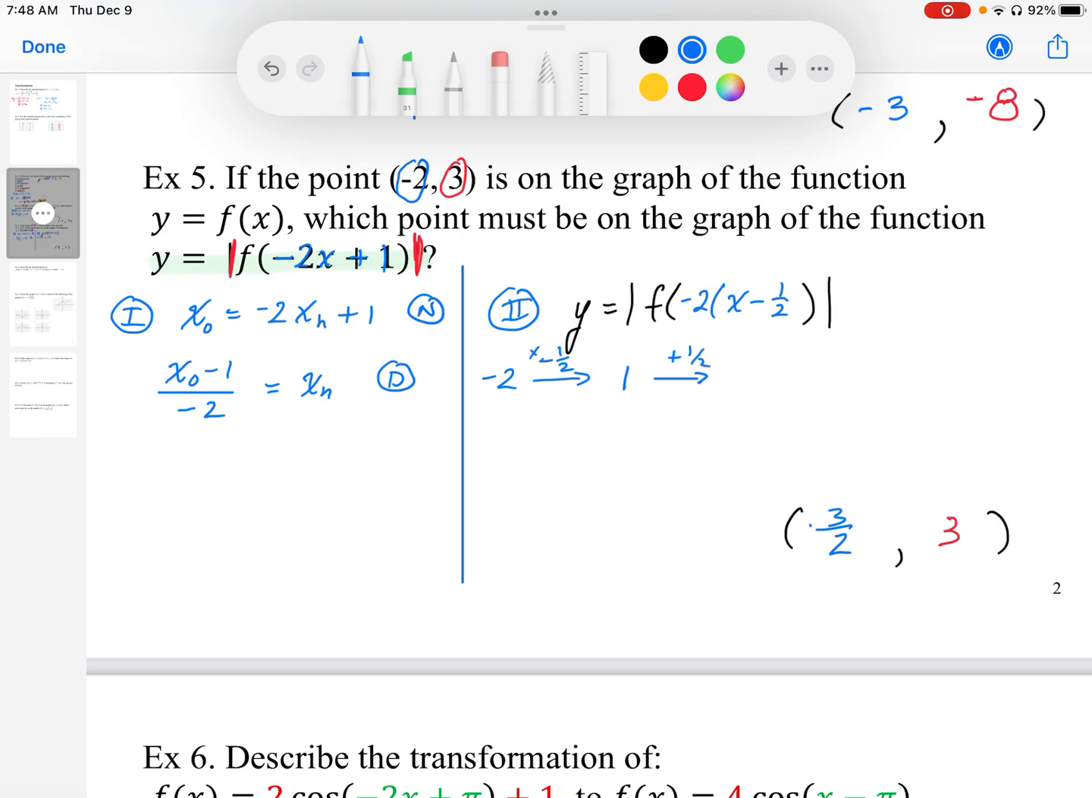The second step is going to be shift to the right 1/2. So I'm going to add 1/2, and I'm going to end up at the coordinate which I already calculated, which is 3/2. Again, notice I get the exact same coordinate because these are just two different strategies to do the same thing.